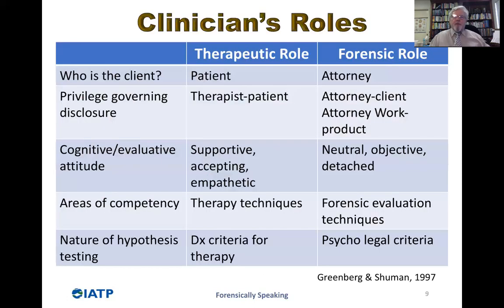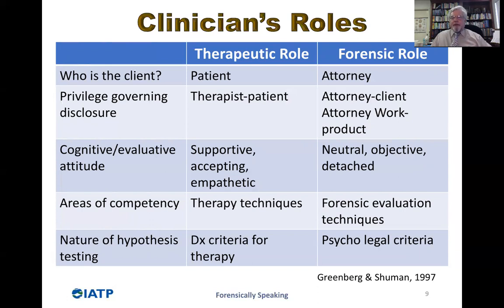All right, so now what we're going to do is try to tease this out and see the difference between the role of the clinician in a therapeutic setting and in a forensic setting. The first question is, who's the client? Well, as clinicians, we're typically working with clients or patients. And by the way, I make the distinction: a patient is one that you have a relationship with. If you're doing this in a forensic setting, they're always clients.